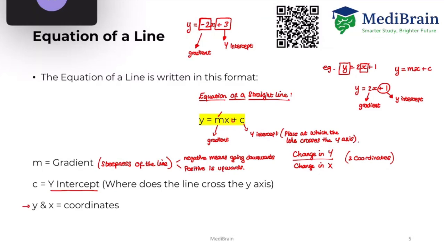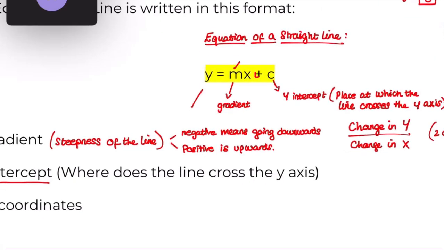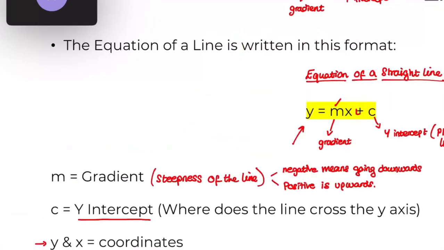Okay, and just remember that the equation must be in this format: y equals mx plus c. If you have something like y minus 2x equals 2, that's not in the correct format. That's not in the format of y equals mx plus c. We want the y by itself on one side. So we need to get rid of this 2x. We need to move this 2x to the other side.